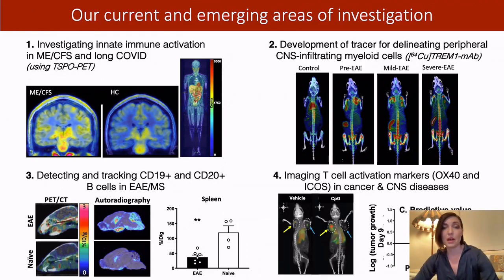A project that was started by Dr. Sam Gambhir, that I'm now working with some members of his former lab to continue, is looking at T-cell activation markers in cancer, in particular in the context of CAR T therapy, and also looking at these in CNS diseases, because that's my personal interest. But we're really pushing forward a number of these agents that target OX40 and ICOS, some really promising biomarkers, so watch that space.